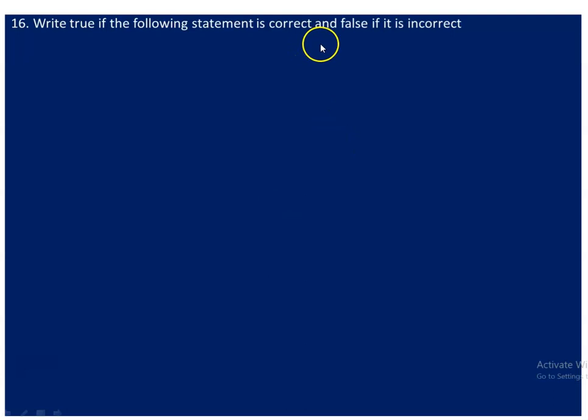Up next is another question, and here you are supposed to write true if the following statement is correct and false if it is incorrect. So let's see the questions now. The first is: the sum of any two rational numbers is rational. What can you say about this, dear students? Take two arbitrary rational numbers. Do you think that the sum is again rational? I hope you are saying yes.